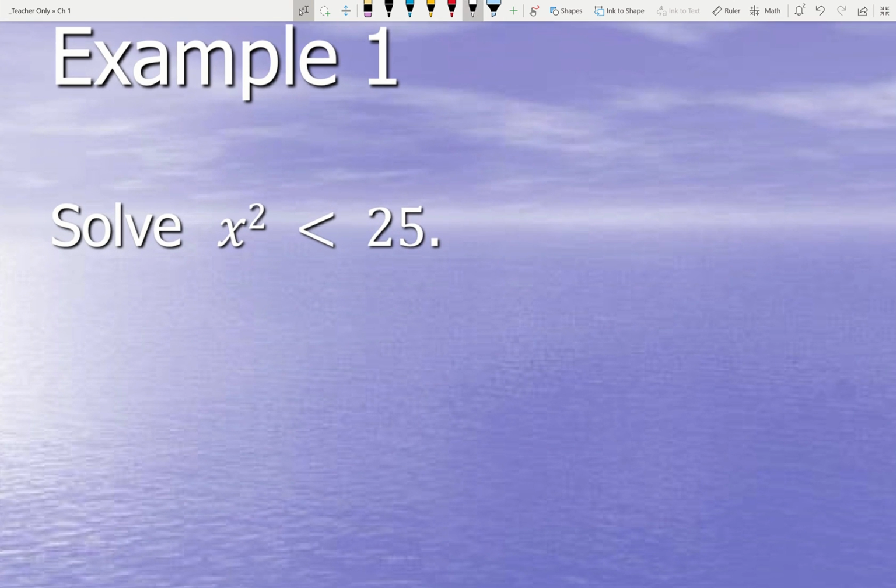Okay, so example 1, we have x squared is less than 25, and we just want to solve this polynomial inequality. So the first step is not to take a square root of both sides. I want to point that out, right? You might be very tempted to treat that inequality sign like it was an equal sign and square root both sides here, but that's not what we want to do.